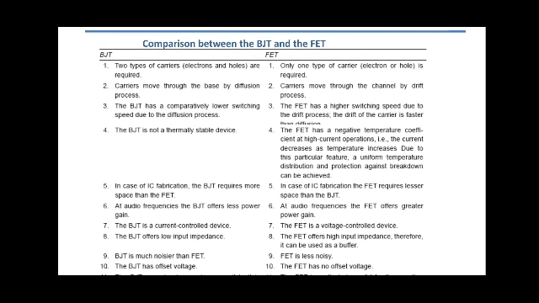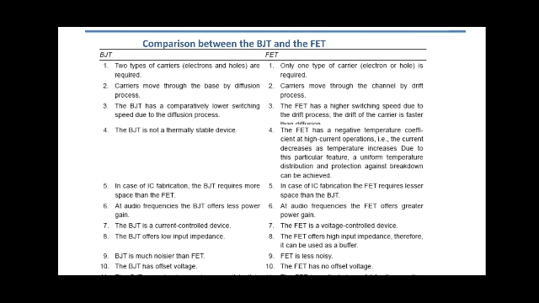Whereas when it comes to FET, there is only one type of carrier, that is, either you will have electrons as the charge carriers or holes. You will not have both of them. So a BJT is a bipolar device, that means both electrons and holes, whereas a FET is a unipolar device. Unipolar device means only one type of charge carrier.